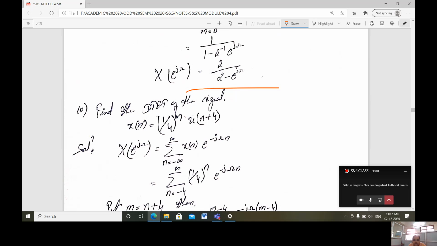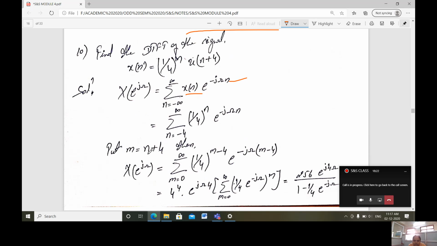Then find the DTFT of the signal x of n is equal to (1 divided by 4) power n u of n plus 4. Same procedure. What do you have to do? Use the equation, substitute for x of n, that is 1 by 4 power n, and here n is varying from minus 4 to infinity. Then put m is equal to n plus 4.